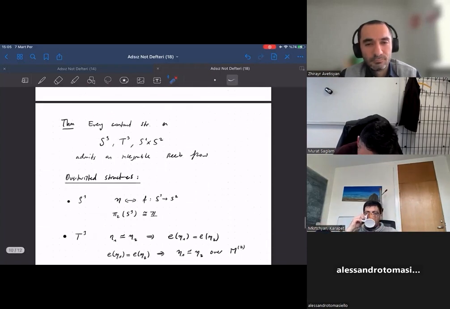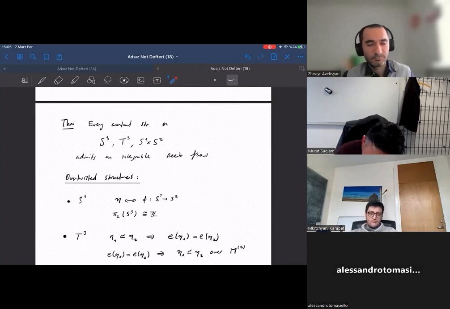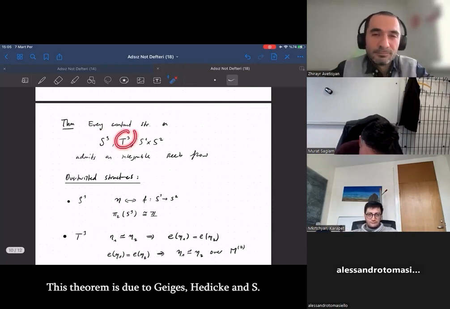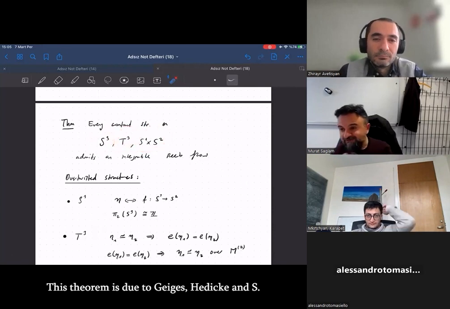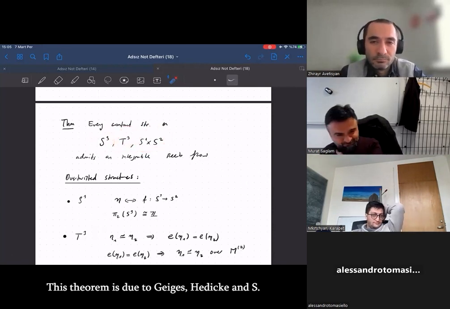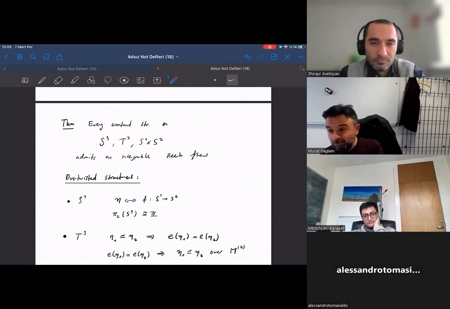And then let me just tell you a couple of theorems. For instance, in the case of S3, T3, and S1 times S2, these are all very simple graph manifolds. All of the contact structures admit an integrable Reeb flow. And then we have work in progress; let me tell you the conjecture. The conjecture is, given a graph manifold, every overtwisted contact structure would admit such a Reeb flow.